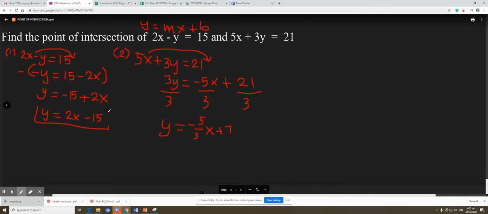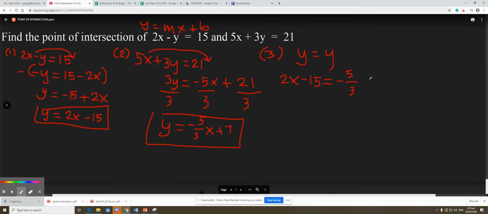Next step is to equate these two equations. So we have the reflective property, right? Reflective property means any number is equal to itself. So y equals y. So let's take the first value of y here. We have 2x minus 15 equals negative 5 over 3x plus 7. So we will solve first for the value of x.